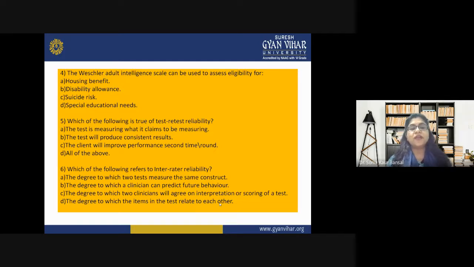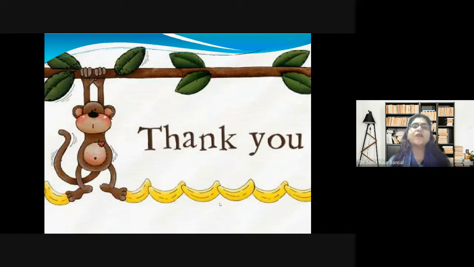Which of the following refers to inter-rater reliability? The degree to which two tests measure the same construct, the degree to which a clinician can predict future behavior, the degree to which two clinicians will agree on interpretation or scoring of a test, the degree to which the items in the test relate to each other. So the C option is the appropriate answer. So I hope you have understood well.